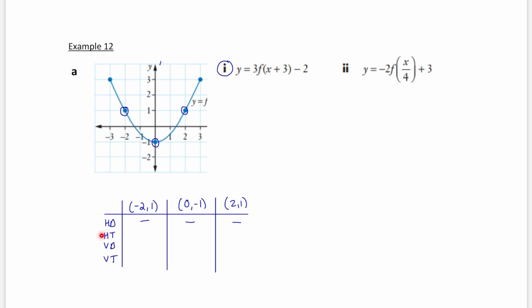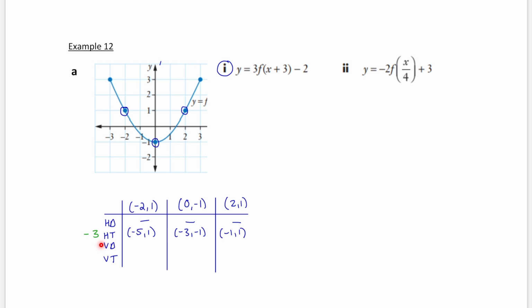Then looking at my horizontal translation, I notice that I do have that, and it is a shift to the left. So I'm basically taking off 3 off my x value. So my x value is heading further into the negative direction. So here I'm going to take -2 and take away another 3. And my y value remains the same because horizontal only impacts the x values. My 0 becomes -3. My 2 becomes -1.